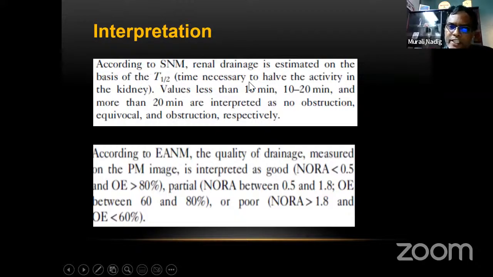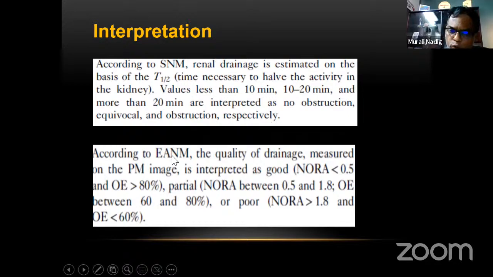For interpretation, there are several quantitative parameters like T half, time to peak, peak to 20% ratio, peak to 3-minute ratio, and many other things, but none of them are reliable. For example, only the Society of Nuclear Medicine relies on T half, where values less than 10 minutes are normal, 10 to 20 minutes are equivocal, and more than 20 minutes are interpreted as obstruction.